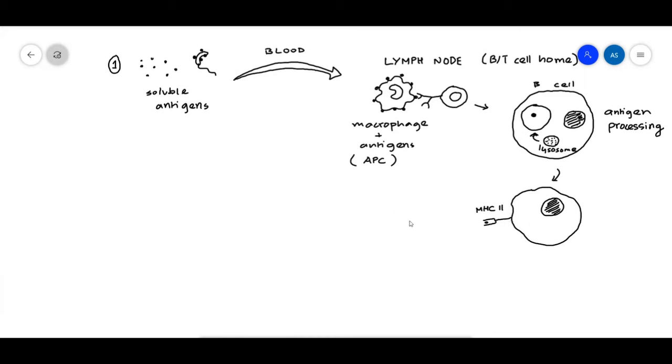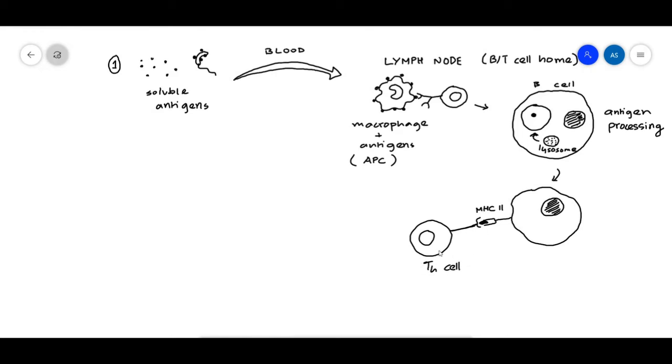What's going to happen next is that a T helper cell is going to come in. TH stands for T helper cell. It is going to bind, and it is going to have a receptor that is able to bind to this antigen. So an MHC2 molecule will help hold this antigen on the surface of the B cell so that it can be recognized and bound to by a T helper cell.